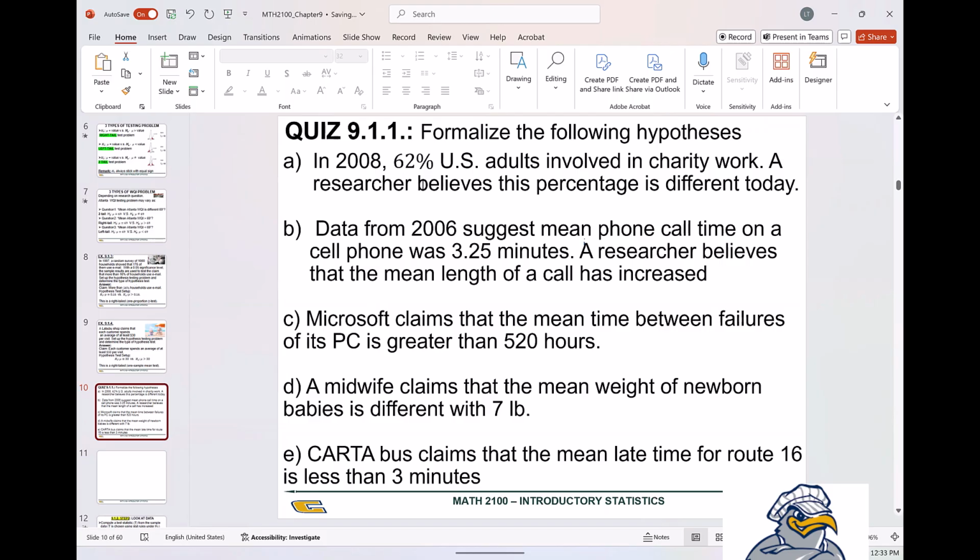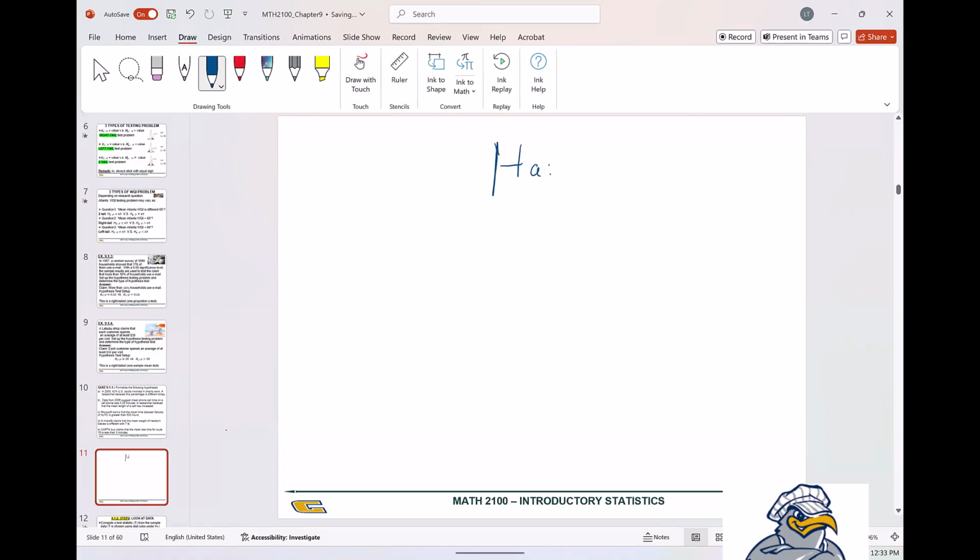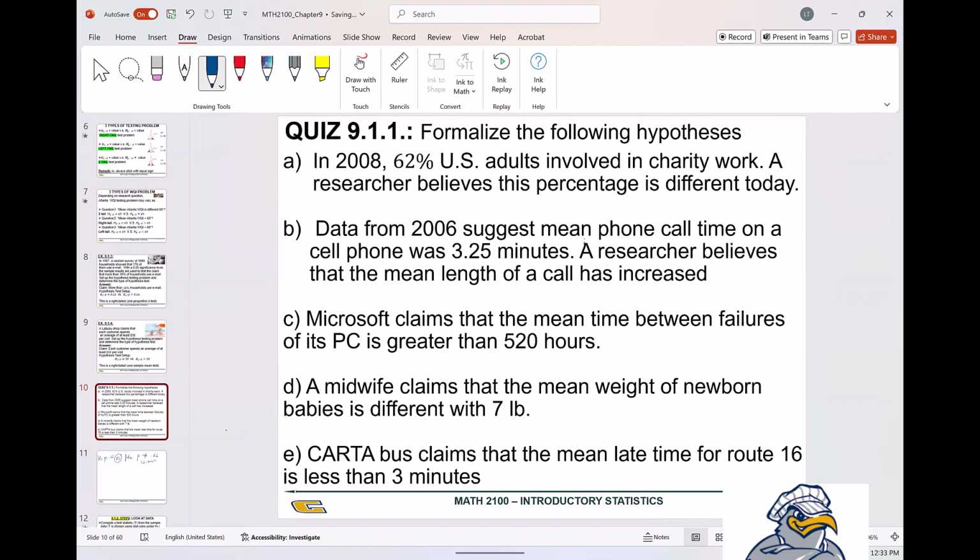So this belief, the belief that the percent is different today, will be the HA. P different. And because of the HA, your H naught will be p equals 62%. And this is just a two-tail test. Different. Two-tail for proportion.